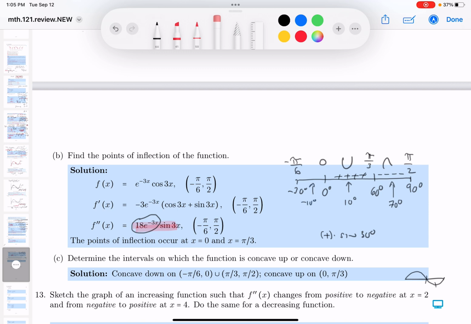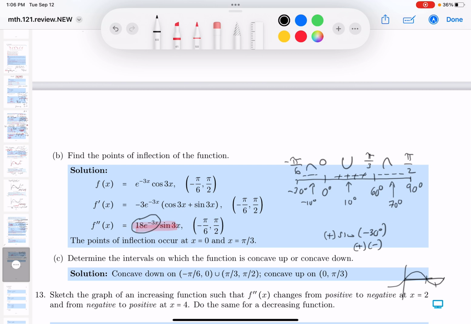Let me go over here, and I'm going to pick minus 10 degrees. All right? Let's go back over here. Again, I know e to some power is always going to be positive. Then I get sine of minus 30 degrees. Sine of minus 30 degrees is definitely going to be negative. So you get positive times a negative, which is negative. That means it's concave down.